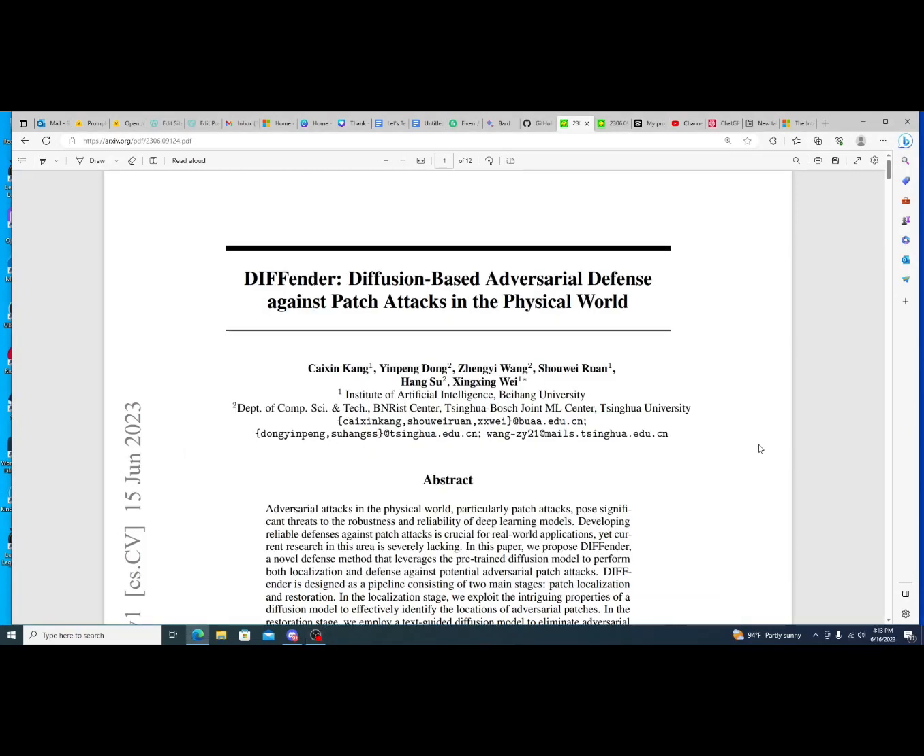Hey everybody. So this is a super cool paper, and I think it will be a super cool tool that will be utilized by a lot of people, and I think that this illustrates a lot of things. So the paper is called Diffender, Diffusion-Based Adversarial Defense Against Patch Attacks in the Physical World.